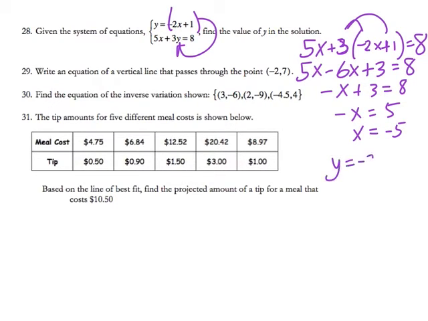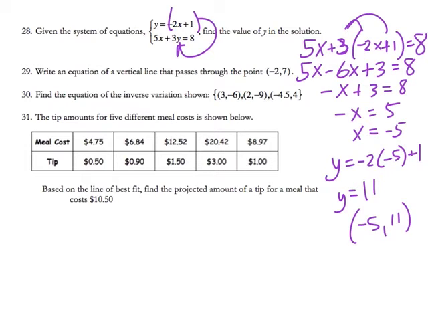Y equals negative 2 times negative 5 plus 1. So 10 plus 1, which is 11. And my ordered pair is negative 5, 11. And we can double check that by plugging it in and working backwards. When I plug in negative 5 to that first equation, of course I get 11, because that's how I got the y value, was plugging in the negative 5.